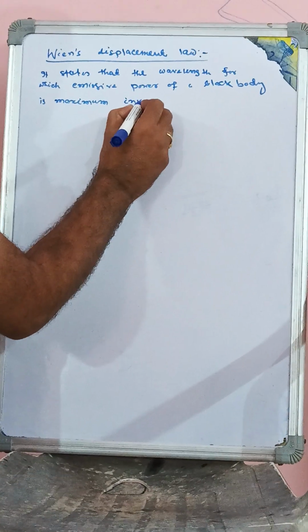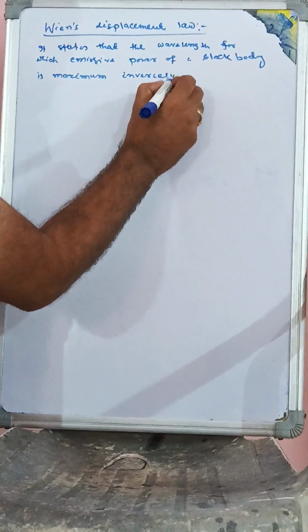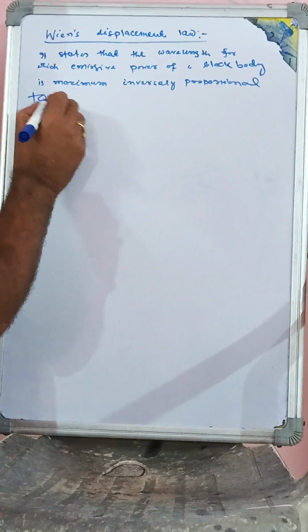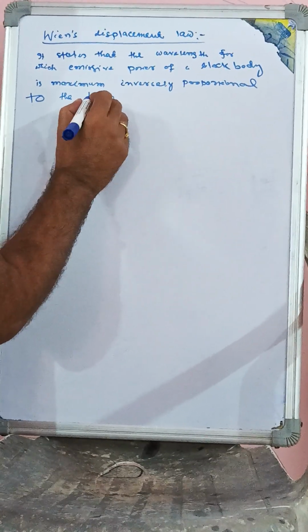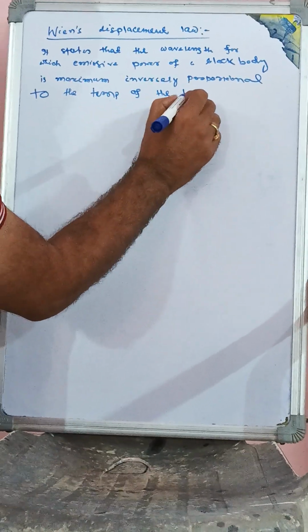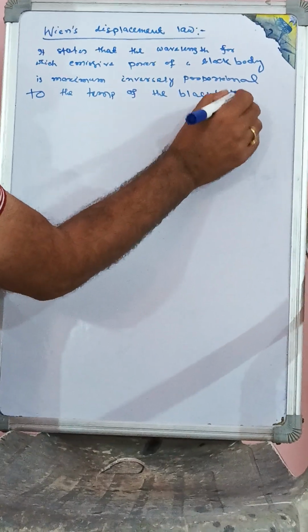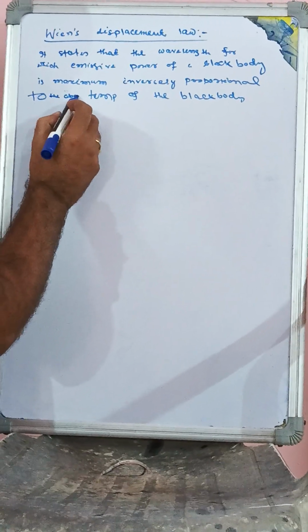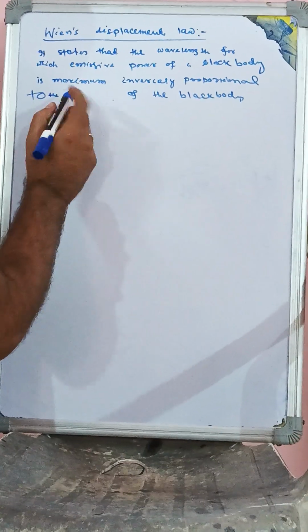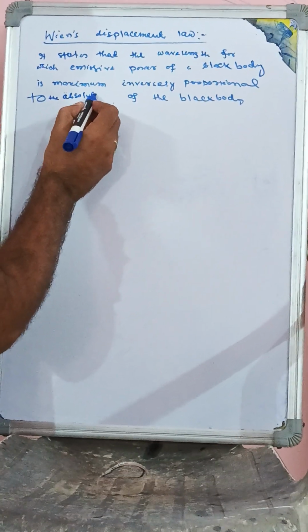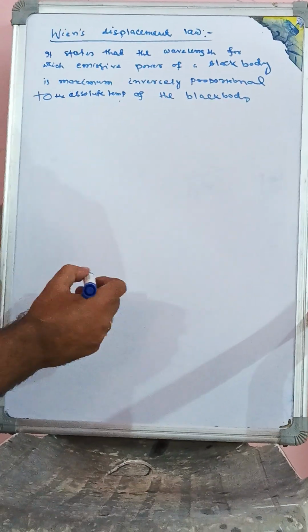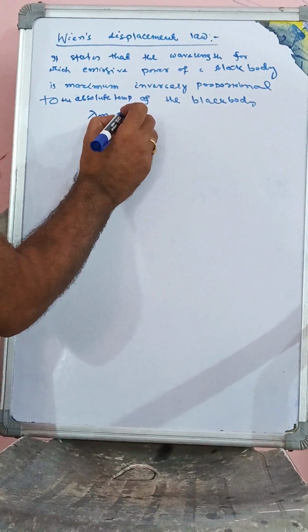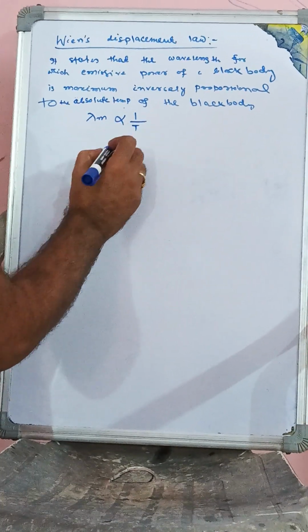is inversely proportional to the absolute temperature of the black body.